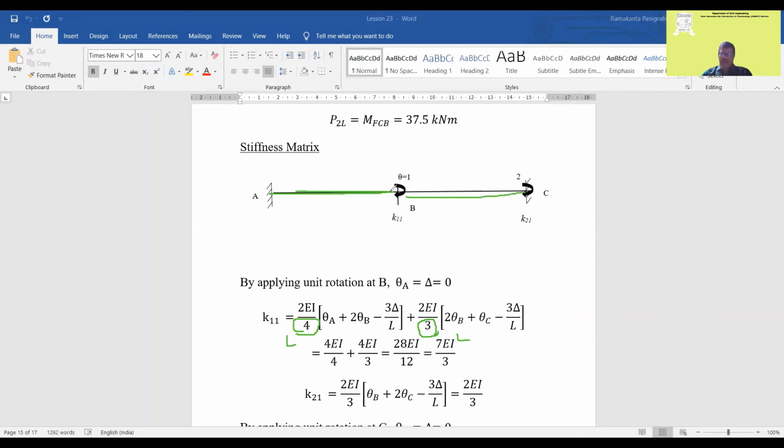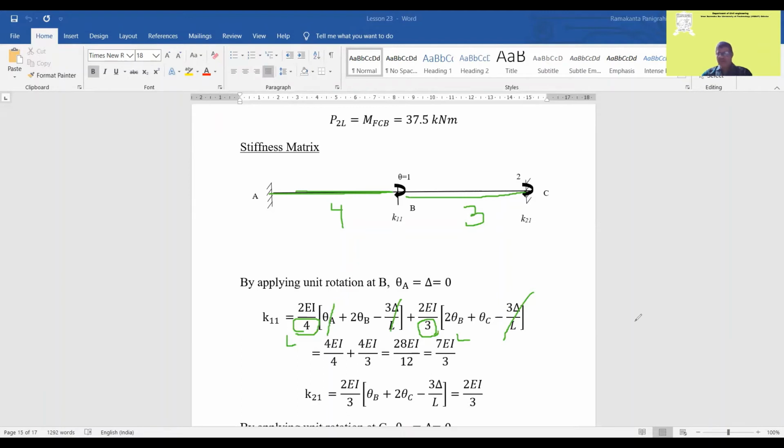For this span, L is equal to 4. For this span, L is equal to 3. Now while calculating, this is the near end, this is the far end. So theta A plus 2 theta B minus 3 delta by L. And for this, 2 theta B plus theta C minus 3 delta by L. Now delta is equal to 0, then theta is equal to 0.